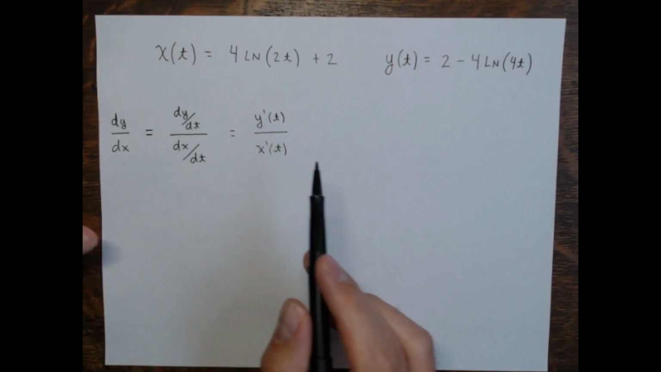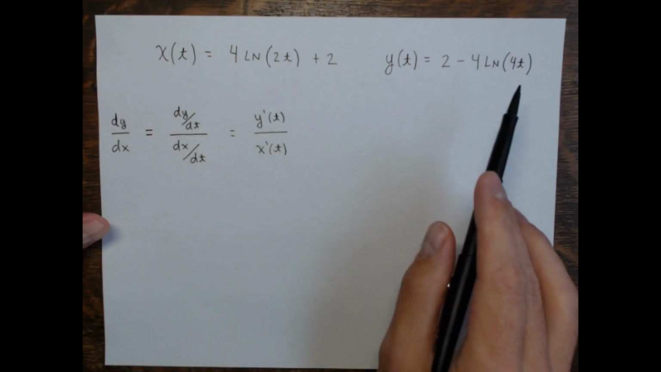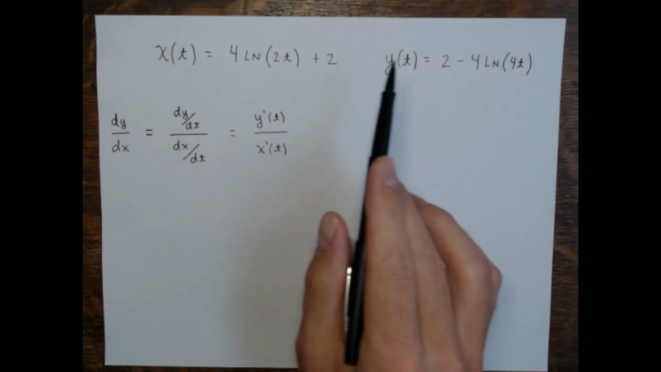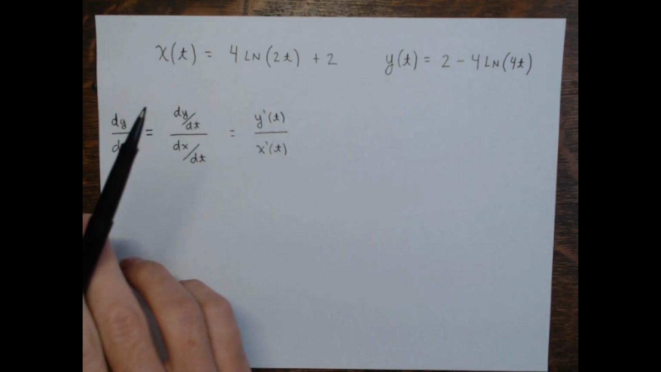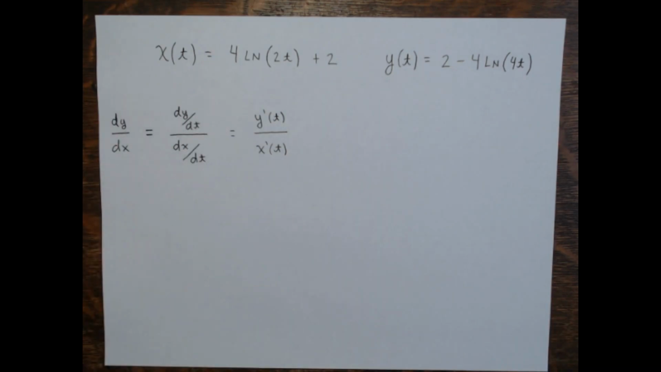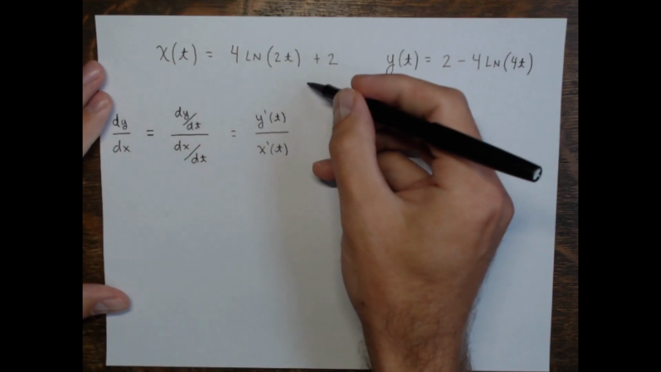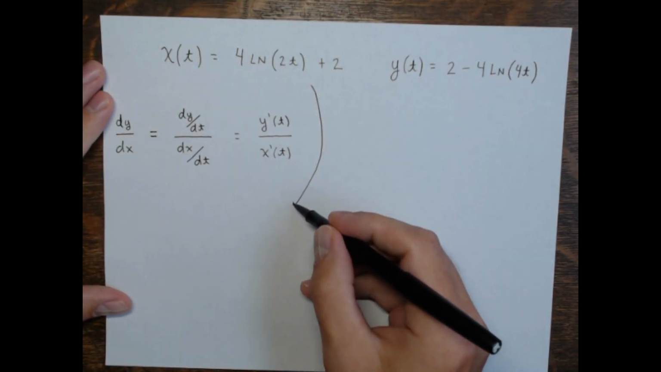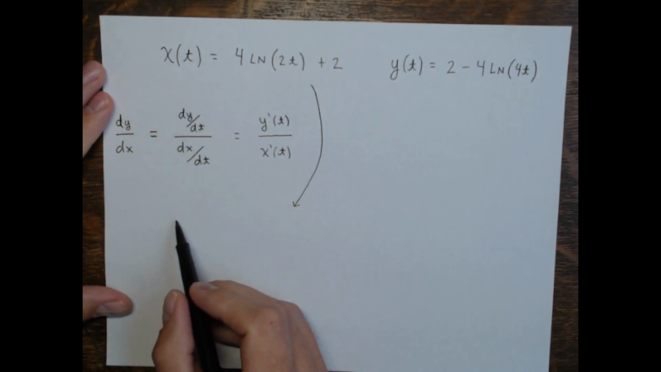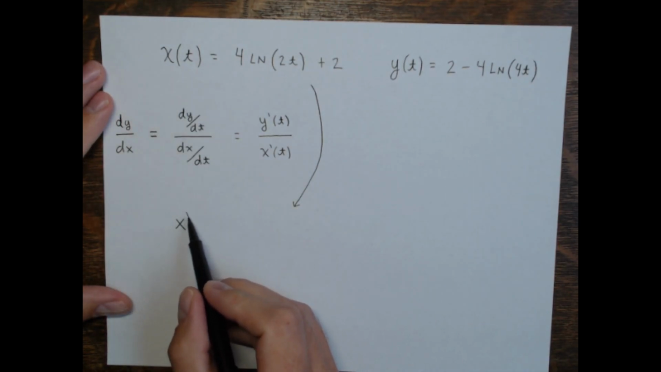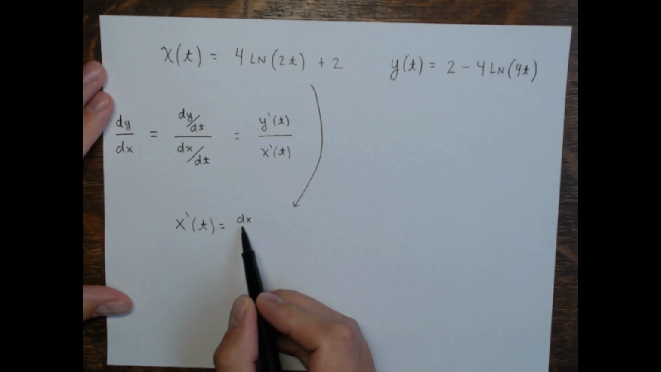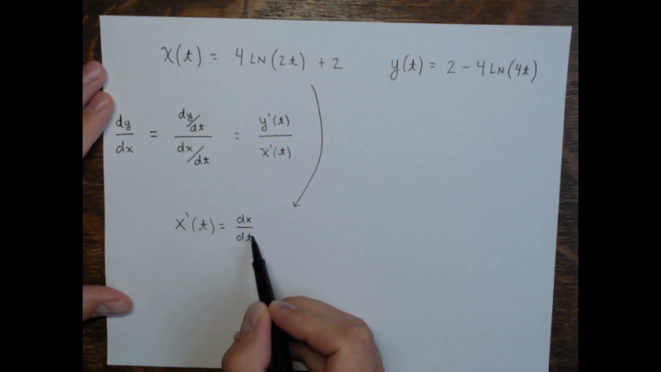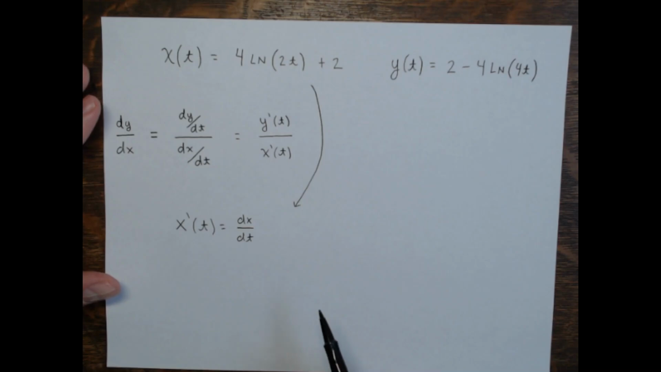And we can find each of these pretty easily, because of the equations we're given. x and y are both these logarithmic functions of t. And you might recall how to find those derivatives, right? So I'm going to do the derivatives first. So we have x of t, take the derivative, x prime of t, or, again, you can call this dx with respect to dt, dx over dt.